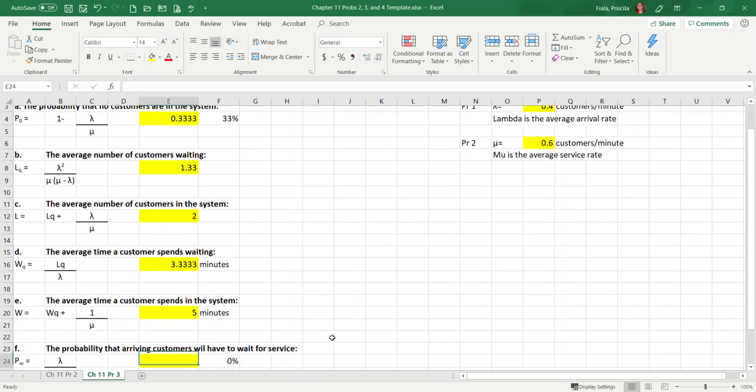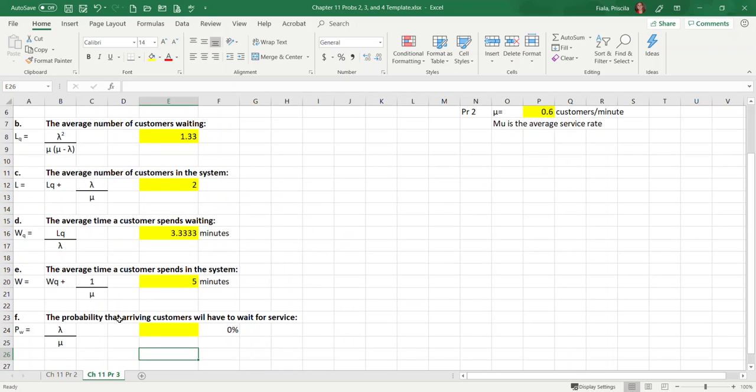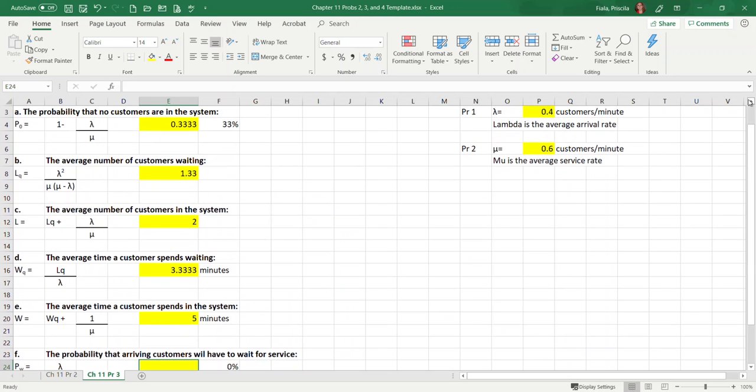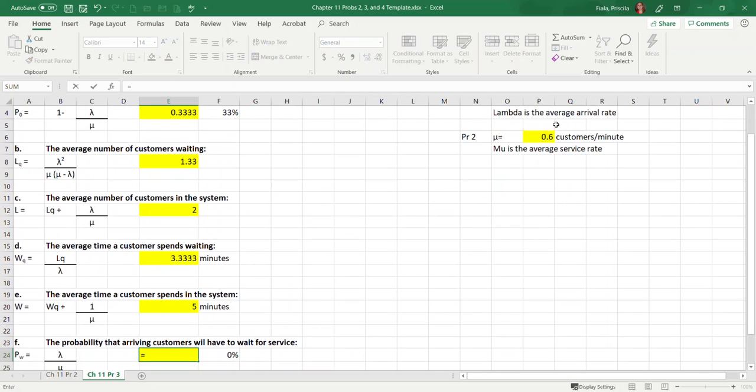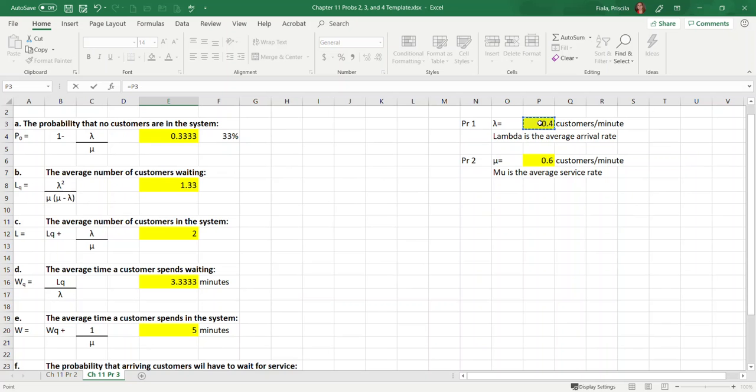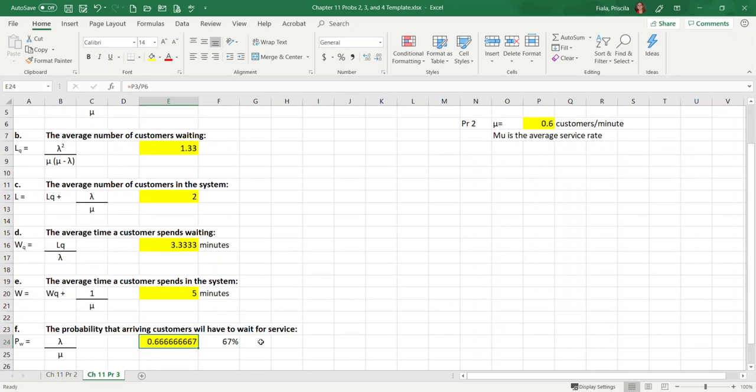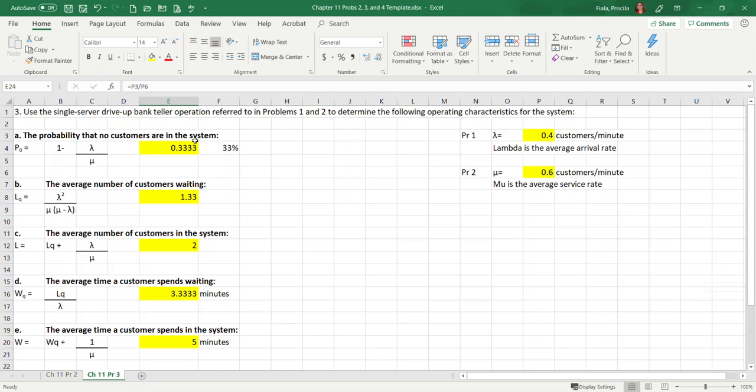And then for the last one, what is the probability that arriving customers will have to wait for service? Which is as simple as equals your arrival rate divided by your service rate, which is about 67%. The probability that an arriving customer will have to wait for service is almost 70%. And the probability that no customers are in the system is the difference, which is 33%.